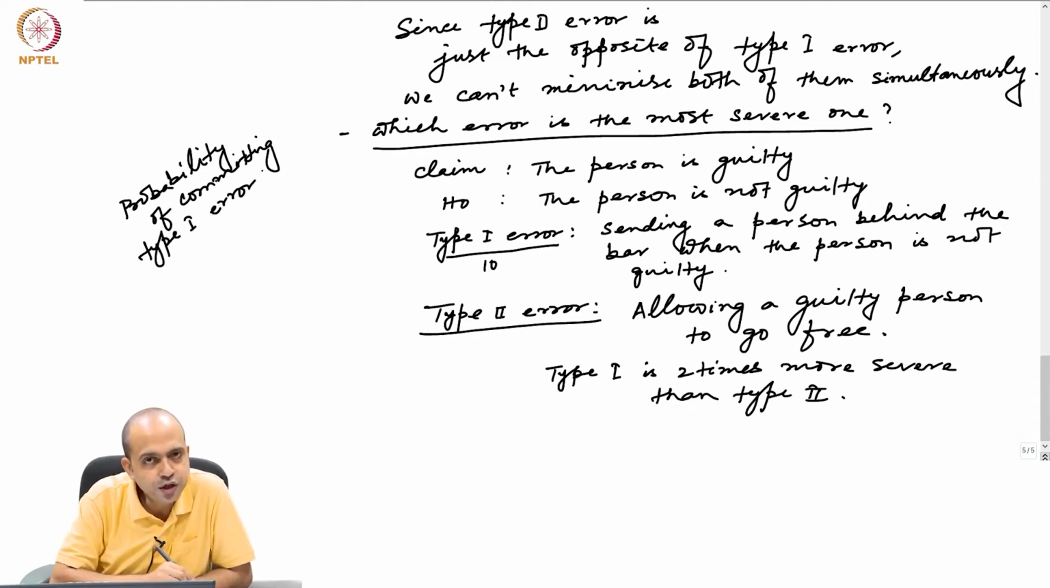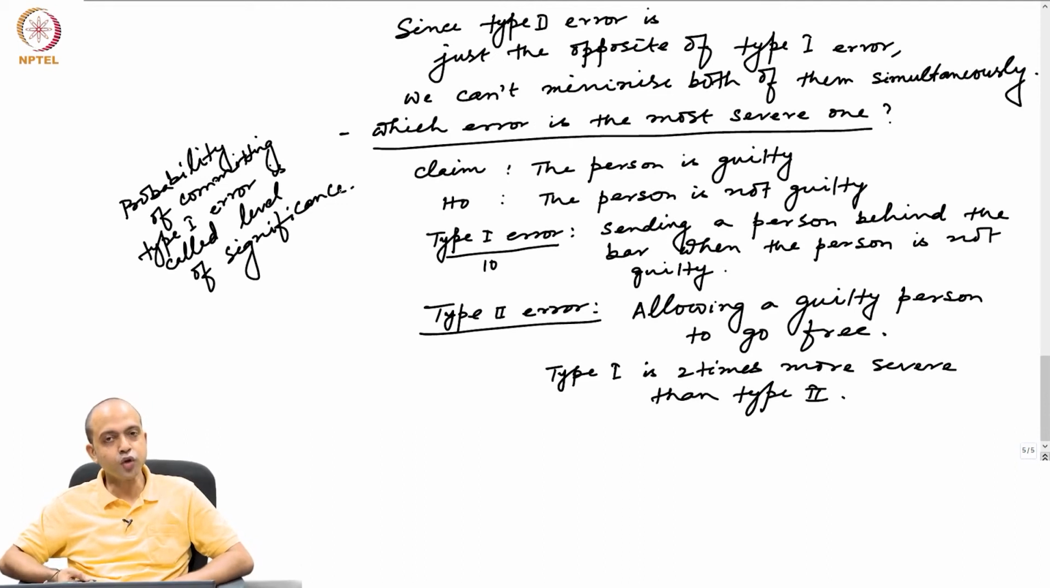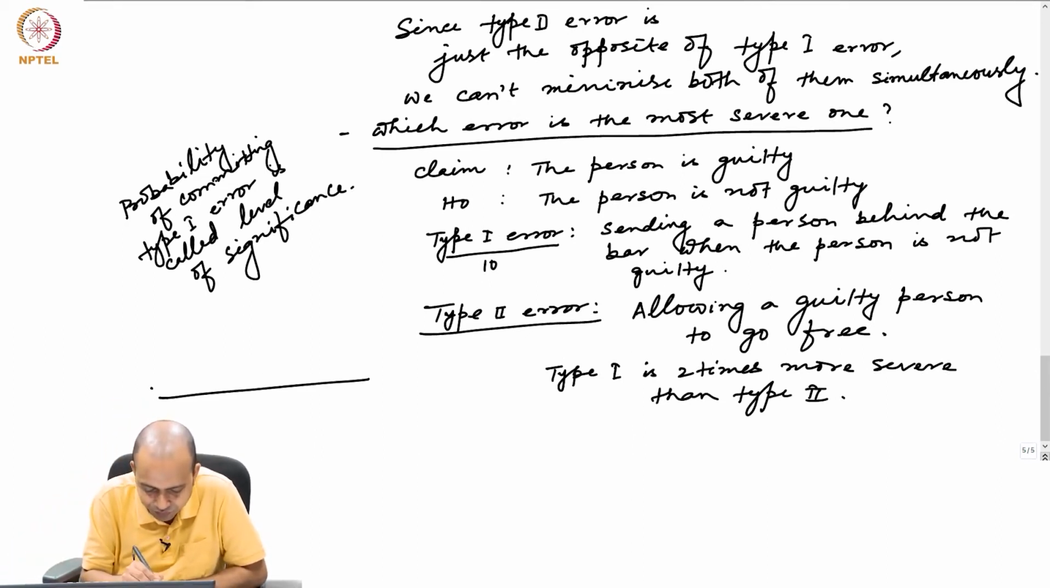That means the probability of committing type 1 error is called level of significance. Level of significance.